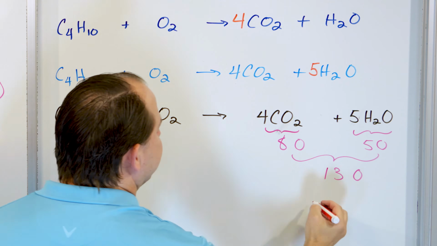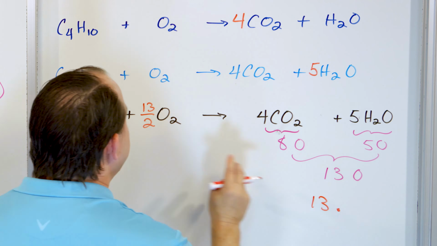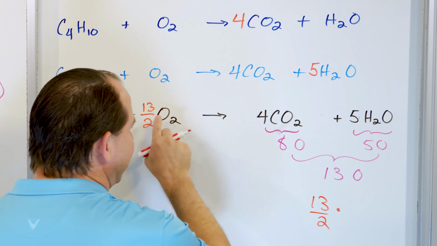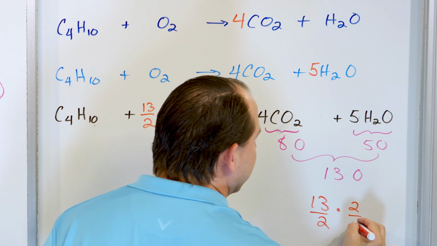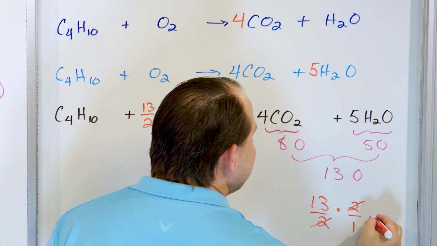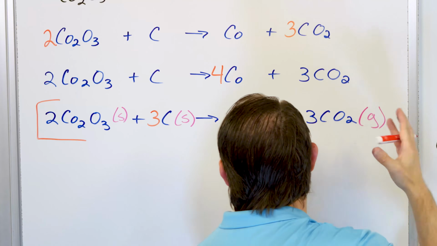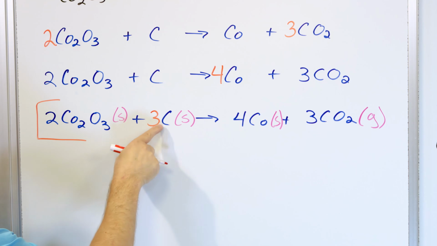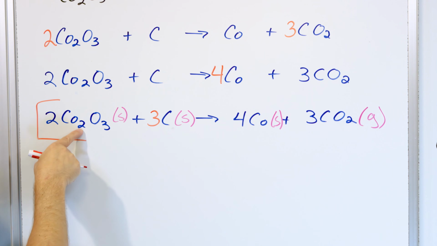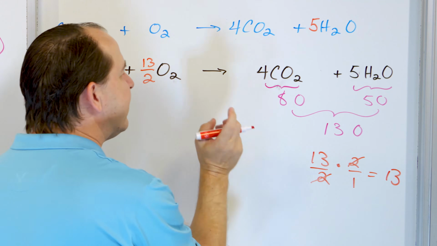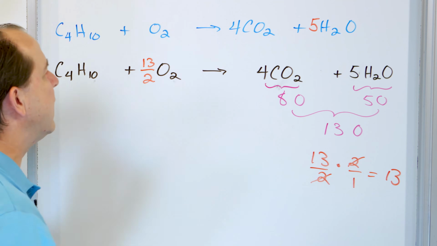Well, if I take the coefficient of 13 halves and multiply it by this 2, that's what we always do. 2 is 2 over 1, so these cancel, and I get 13. By multiplying these, that's the same thing I'm always doing: 3 carbons, 3 times 1; 4 cobalts, 2 times 2 is 4. I'm doing the same thing, 13 halves times 2 gives me 13 oxygens, which balances 13 oxygens.